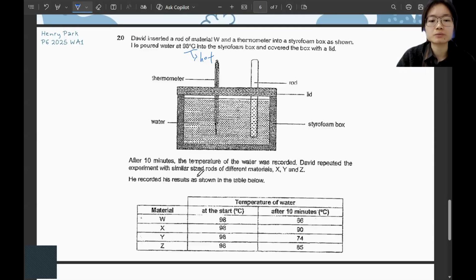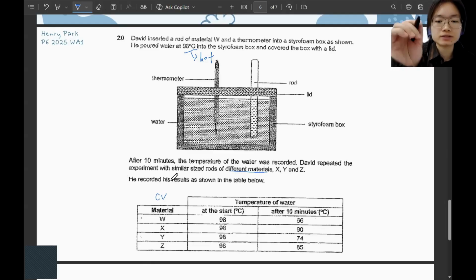David repeated the experiment with similar sized rods of different materials, X, Y, and Z, and recorded the results. So far, can you tell that this is a heat topic? Yeah. And then what is the change variable in this experiment? The change variable, usually you can tell either in the question or in the table. So the change variable is the material, CV. Let's write this down here.